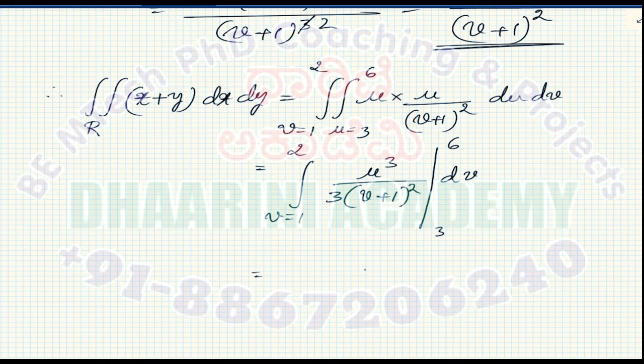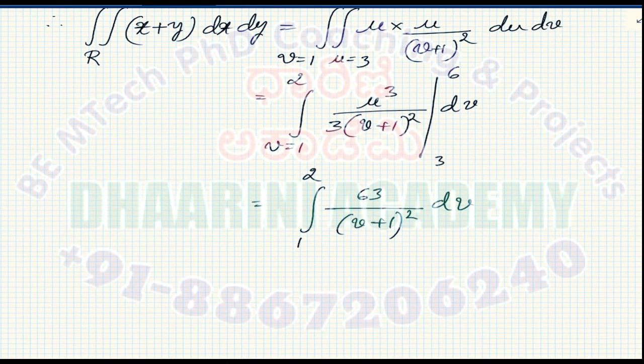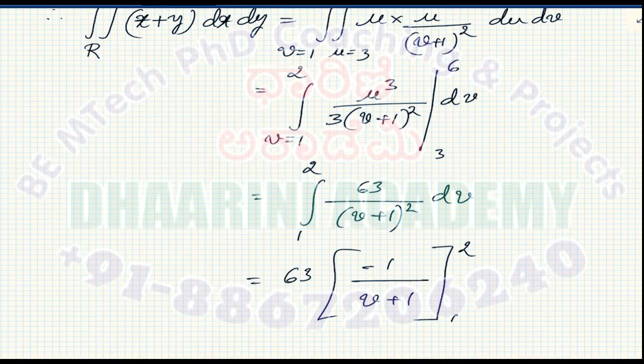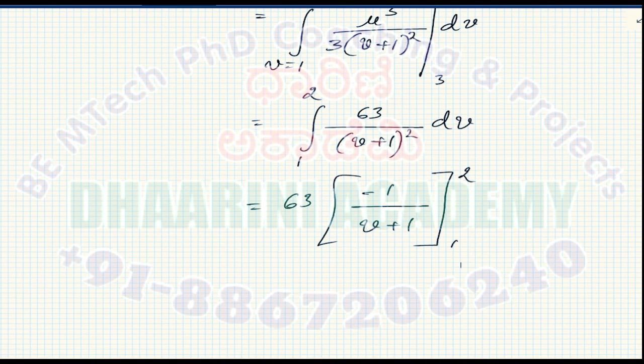Okay, so let's do the calculation. That is 6 cube minus 3 cube, and you divide that by 3, so that gives, with v from 1 to 2, 63 times 1 by (v plus 1) the whole square dv. So this is equal to, I'll keep 63 outside, the integration of 1 by (v plus 1) the whole square is minus 1 by (v plus 1), with substitution from 1 to 2. Okay, let's simplify that.